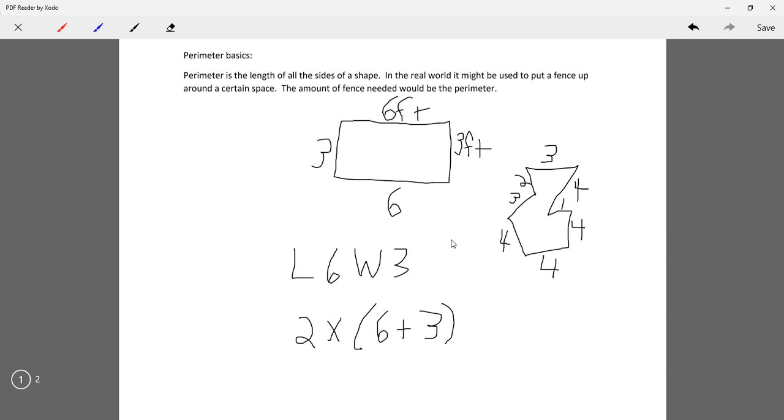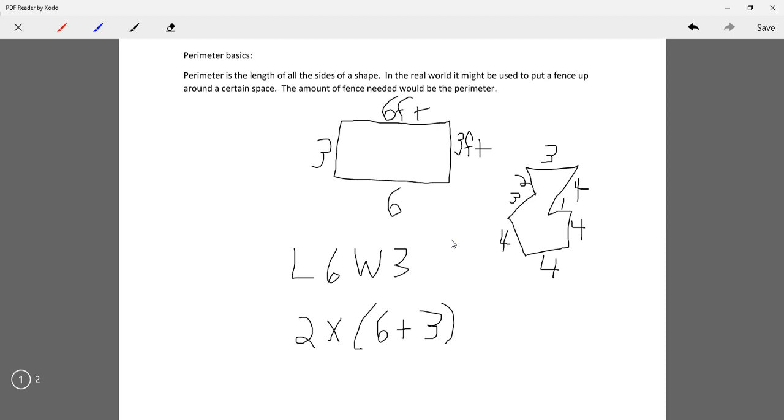Maybe something like, someone walked around a football field, walked on the outside line of a football field, and these were the dimensions of the football field. How long was one lap around the football field? That would be another use of perimeter.